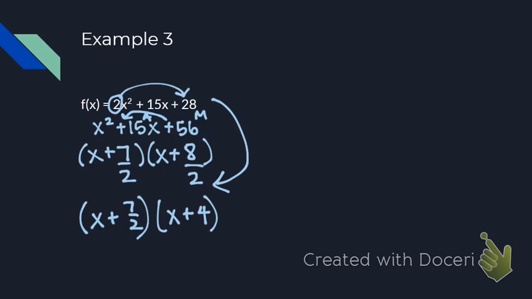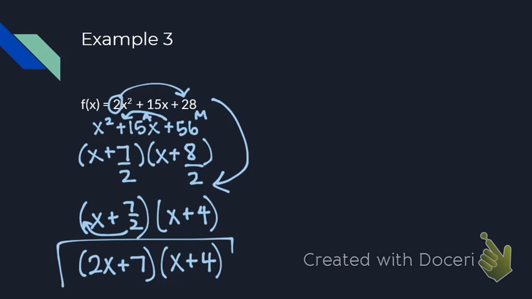And so the 7 over 2 still has a denominator, so it swings up in front of the x. And when I reduced 8 over 2, it got rid of the denominator, so nothing has to swing up. And my answer is 2x plus 7 times x plus 4. And again, you can always FOIL or tic-tac-toe and double check yourself.